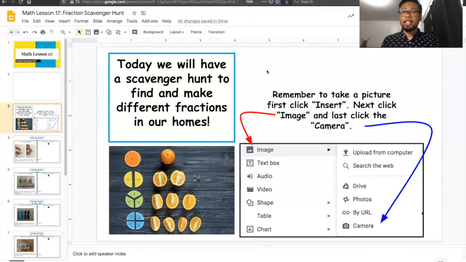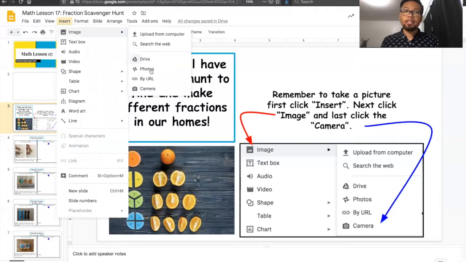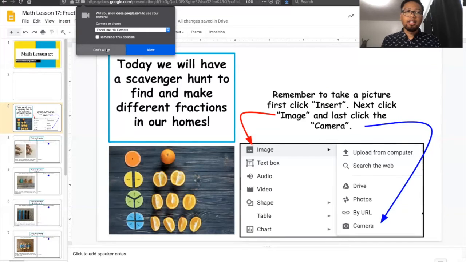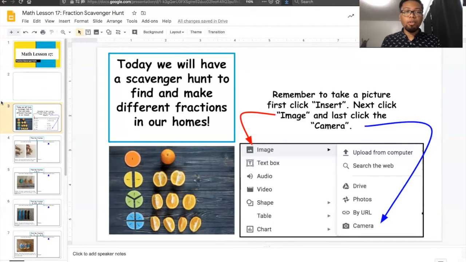And then it'll say, are you allowing this device to use your camera? You're gonna click yes. Show you what that looks like right here, camera. Then it's gonna say allow, and then I can take my picture and insert it. So what we're gonna do now is we're going to go ahead and look at some examples that Mr. G, and I also called upon Mrs. Alvarado and Mrs. Prettle to show some examples as well of some fractions we all found in our homes.